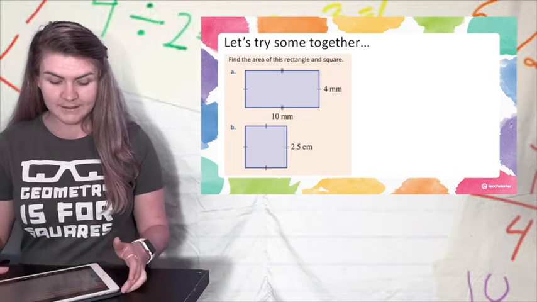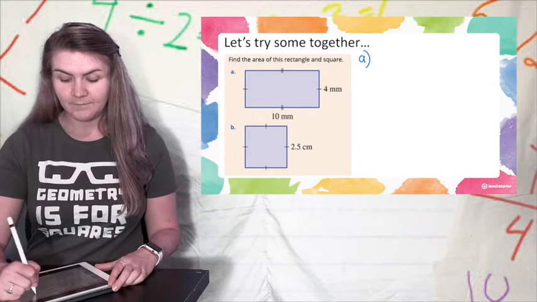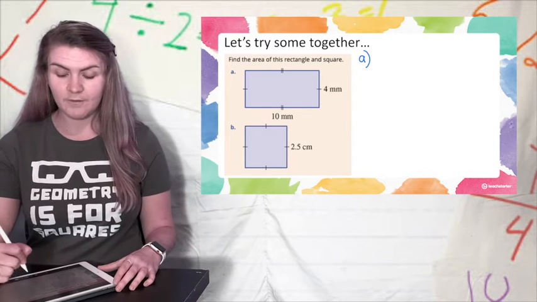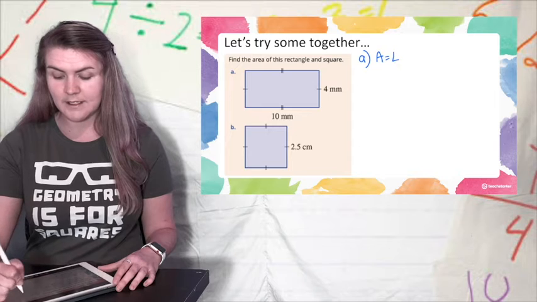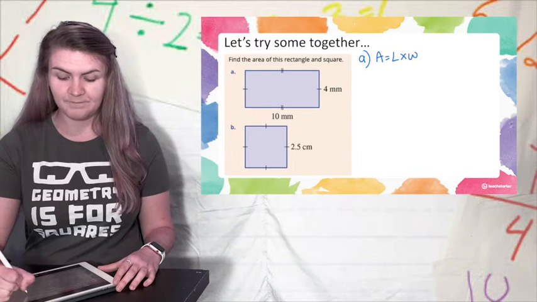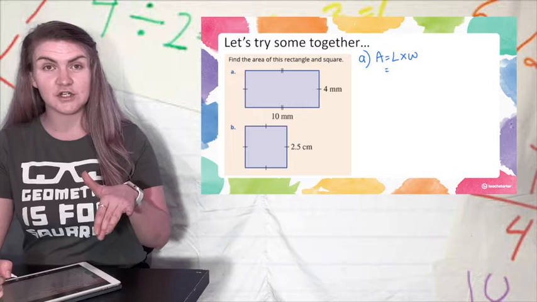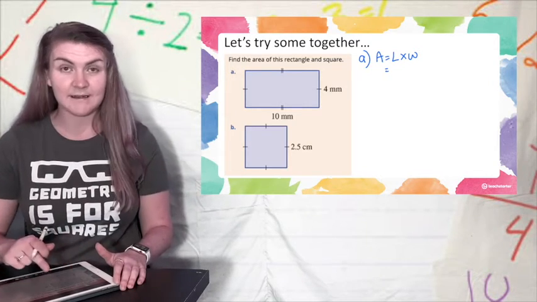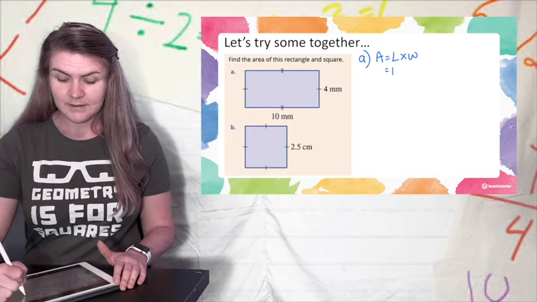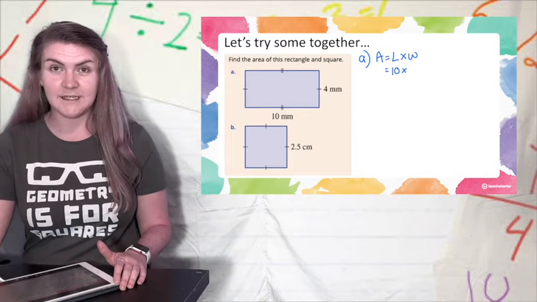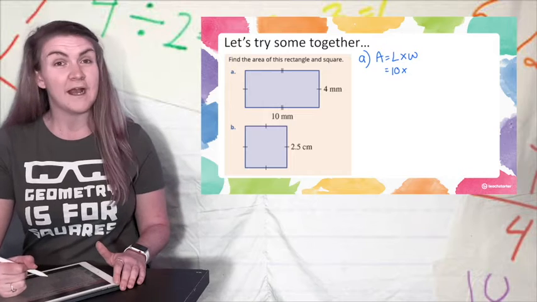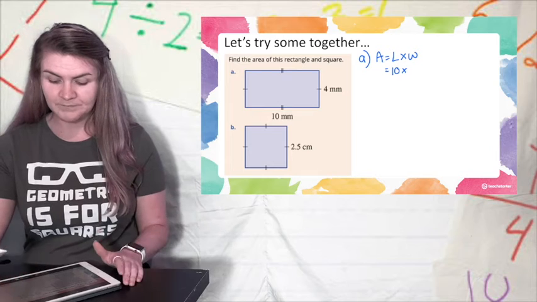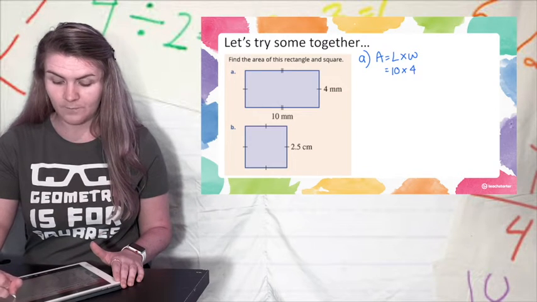Find the area of this rectangle and square. So first thing we have to do is write out the formula. Now the formula for the area of a rectangle is A equals length times width. Now I'm going to use substitution to replace my letters with the value. In this rectangle, my length is 10. So replacing the length with a 10. Now my width is 4. I need to make sure that they're the same units, which they are. They're both millimeters, so we're all good. I'm replacing my width with 4.